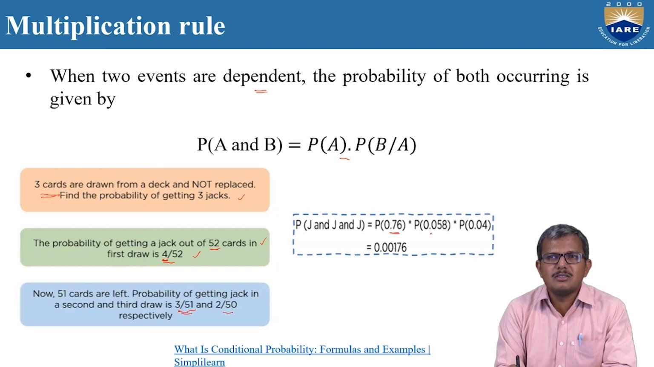So in the next state, what happened? Only 51 cards are there. That's why the probability is decreased. In the next case, there are only 51 cards. Okay, it is 52, 51 and 50. So at the end, the probability of getting jack and jack and jack is just 0.00176.